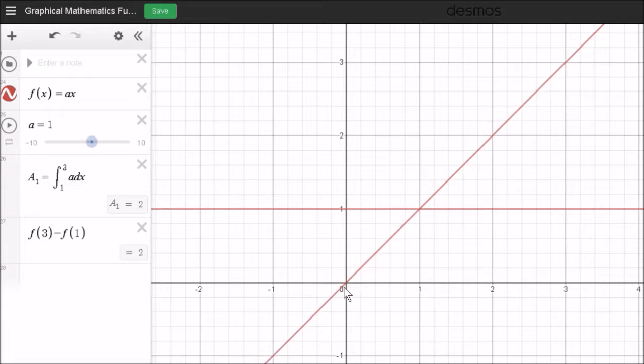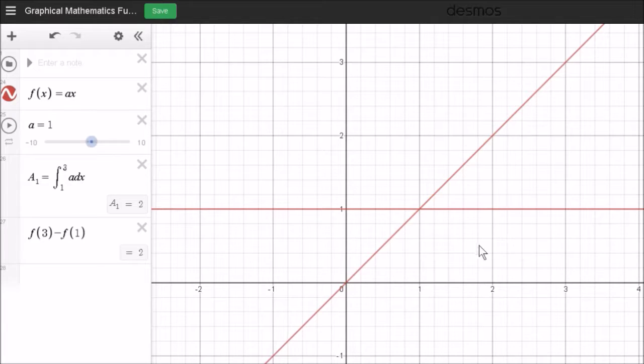Let's look at the area of this function between points 1 and 3. So between points 1 and 3 we can see the area is, well, you've got one block there, so that area is 1. You've got another block there, so that's the area of 1. So the total area between 1 and 3 under this function is just that block plus that block, which is 2.